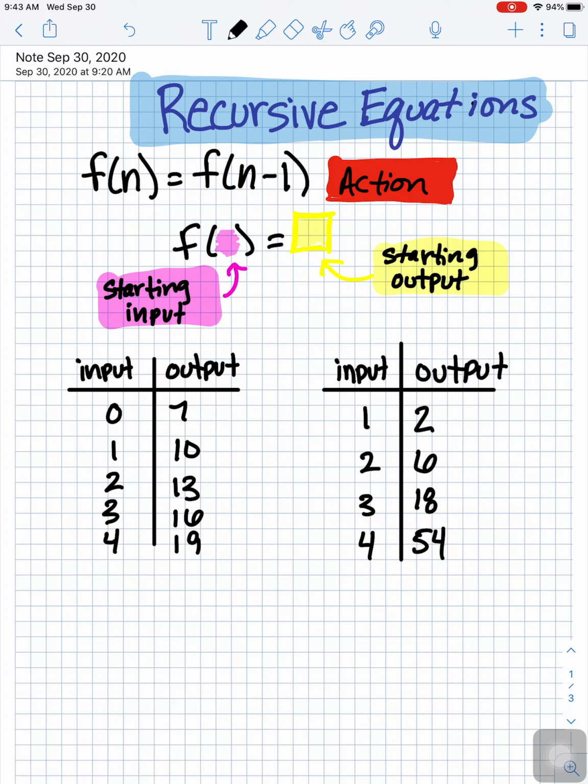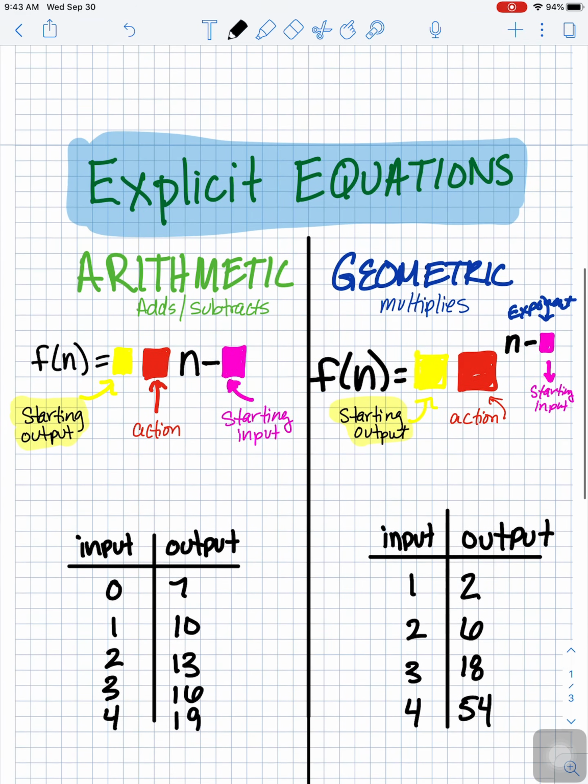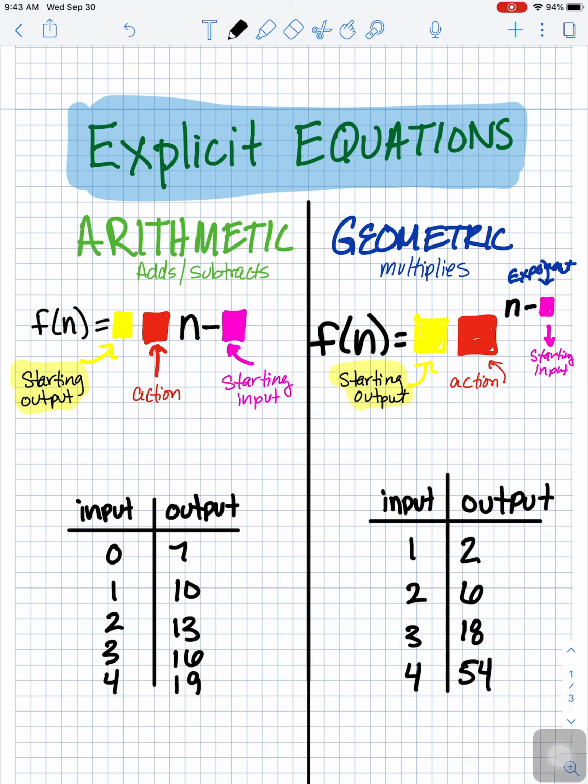In this video, I'm going to explain the difference between recursive equations, which show a pattern of what's going to happen next, and explicit equations, a pattern that will help me find any future value.